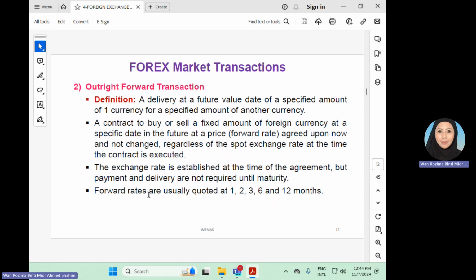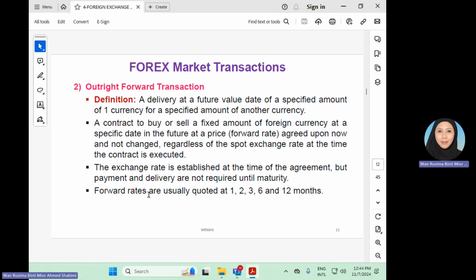Forward transaction: a delivery at the future value date of a specified amount of one currency for a specified amount of another currency. So actually, the meaning is number 2. The meaning is number 2. A contract to buy or sell a fixed amount of foreign currency at a specific date in the future at the forward rate, the price agreed upon now and not changed, regardless of the spot rate during that time.